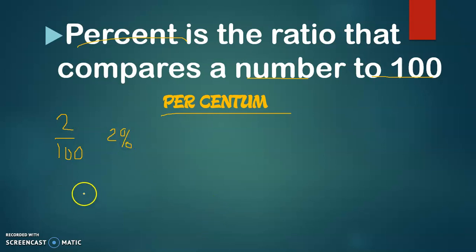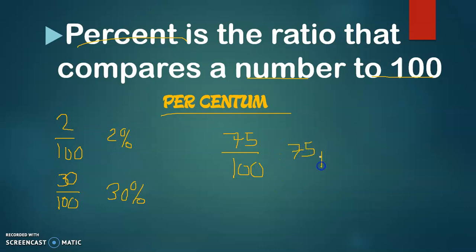Okay? Ganun lang. Halimbawa, 30 per 100. So, a number compares to 100, pwede mo siyang sabihin 30%. Halimbawa naman na, let's say, 75 compared to 100. 75 per 100 or that is 75%. Take note. Ang percent ay pwedeng merong percent sign or merong word na percent. So number compared to 100. That is percent.